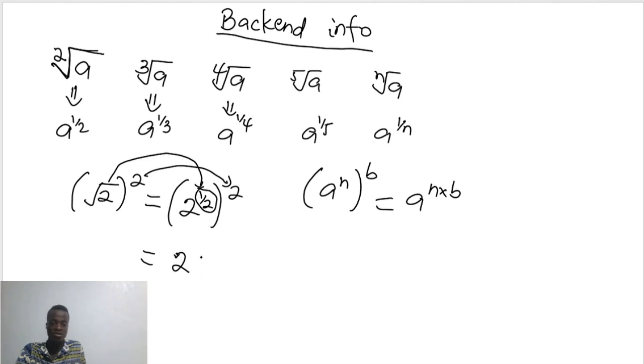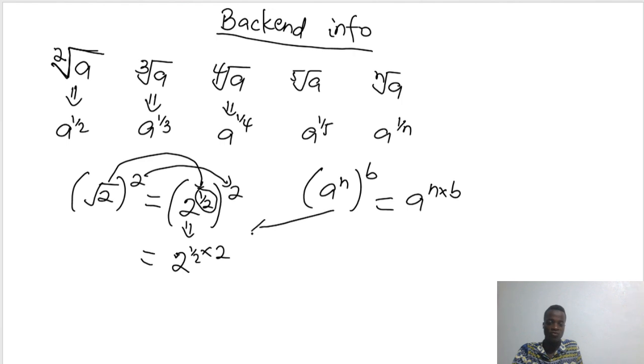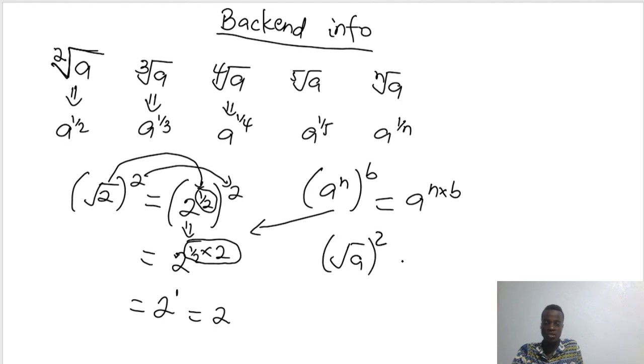So what do we have here? This is supposed to give us 2 to the power half times 2, following this rule of indices. The powers at the top here, you can put this in your calculator: half times 2 will give us 1, which is just equal to 2. At the end of the day, square root of a all to the power 2 is simply going to give us a, because this 2 is going to simplify this 2.